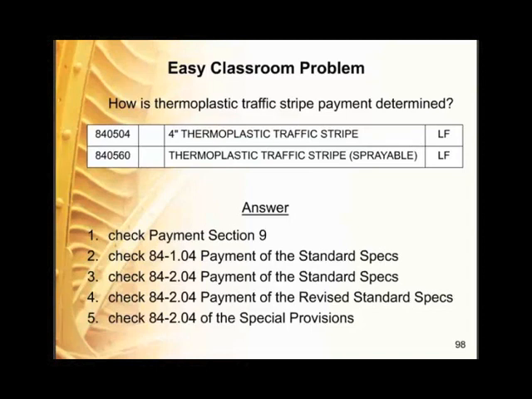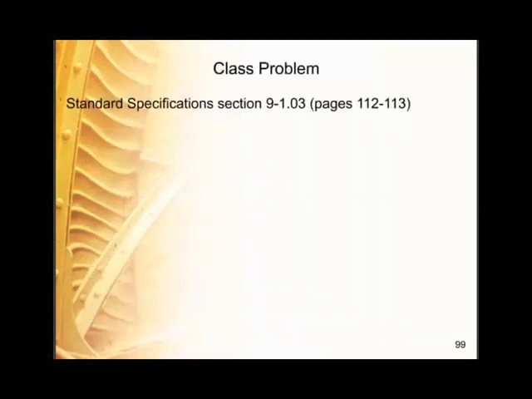Because this is open book again, we provided you the answers, but we're going to go through them now in this webinar. For this problem, we're going to start by looking at the standard specifications. Standard specification section 9103, scope of payment, on pages 112 and 113 of the standard specifications provides just general information about the scope of payment.